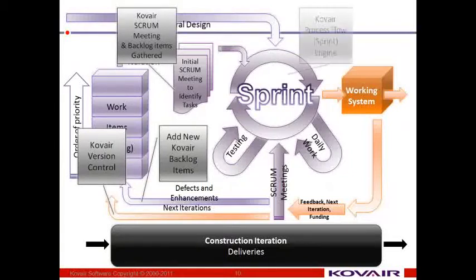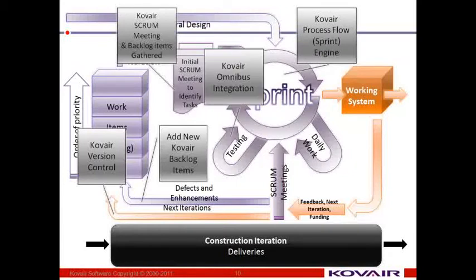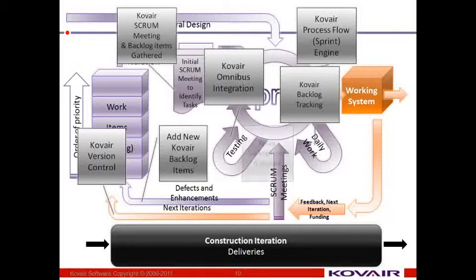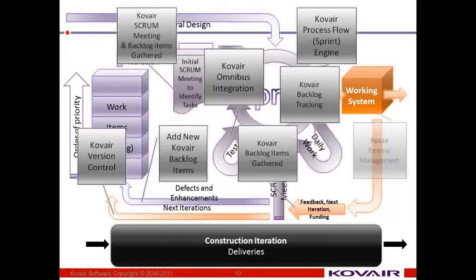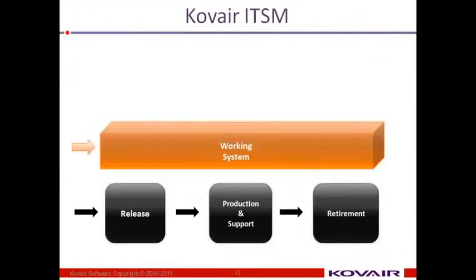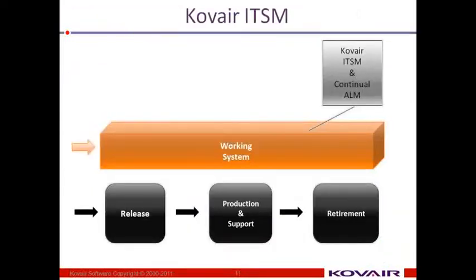Kovair will manage your sprints with its very powerful process flow engine. Kovair, using omnibus integration, will allow you to integrate to your own testing modules and platforms. Kovair will allow you to track all of your backlog, giving you full traceability. Kovair will allow you once again to gather all of your items based on your iterations and feedbacks. And Kovair, with its release management, will allow you to go live. Finally, going live, Kovair's ITSM and continual ALM will then allow you to manage the whole production lifecycle through to retirement.